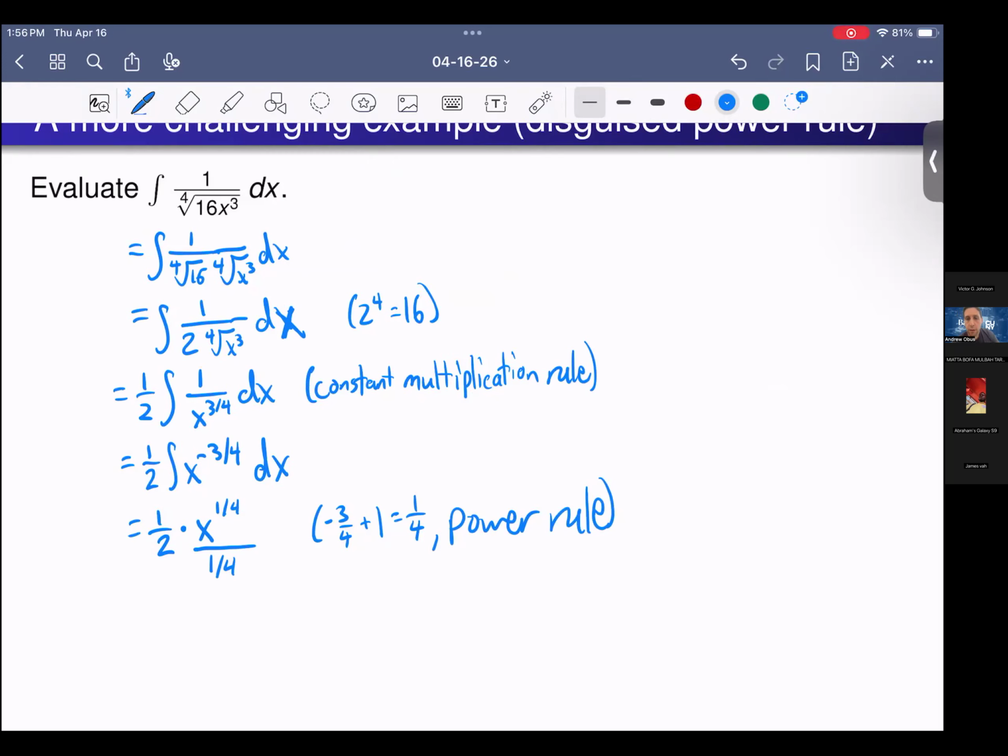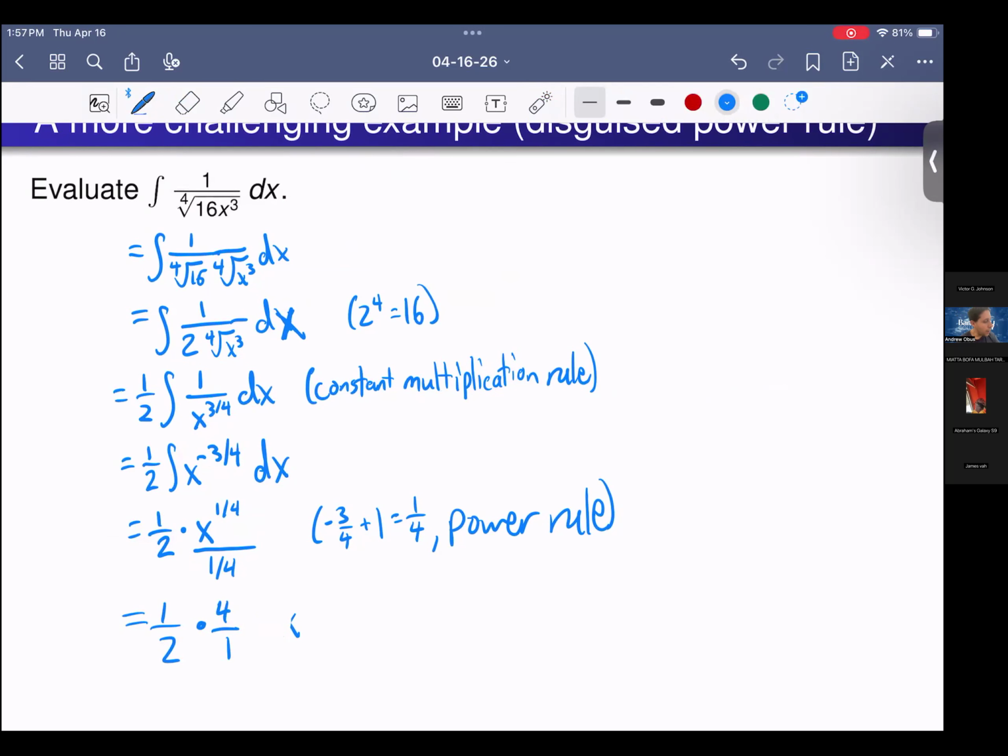So now that we had to do all these simplifications to get this into the form where we could use the power rule, we can just use the power rule. We add 1, so it's x to the exponent 1 higher divided by that same exponent. And if we want to simplify a little further, dividing by 1/4 is the same as multiplying by 4 over 1 times x to the 1/4. I'm just inverting and multiplying. Now plus c since I did the integration. And this simplifies to 2x to the 1/4 plus c.